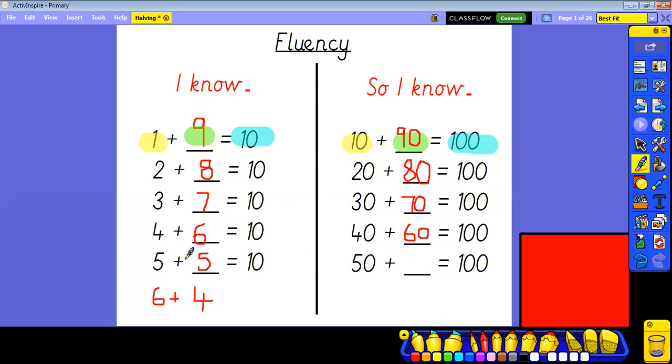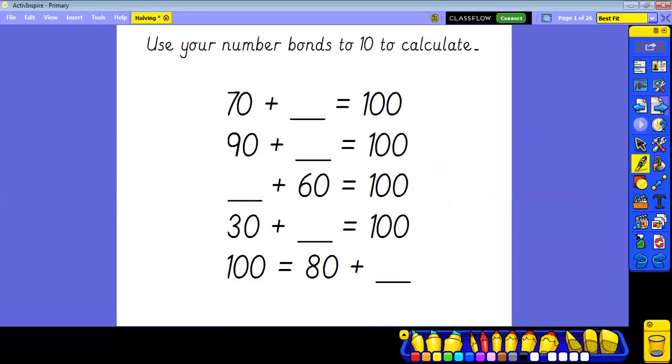So if I know that 5 plus 5 equals 10, then 5 tens, which is 50, plus another 5 tens, which is 50, equals 10 tens, which is 100. Super, so bearing that in mind, I'd just like you to pause the video again and use your number bonds to 10 to help you answer these remaining questions, and then we'll go through the answers.